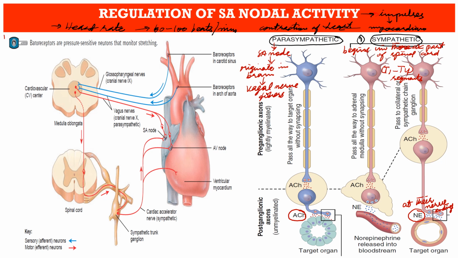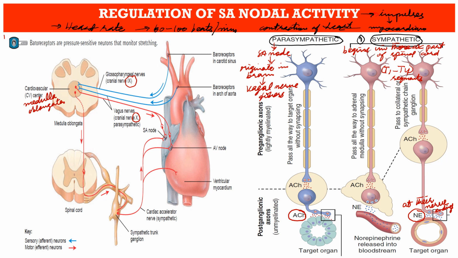So the impulses from the, or you can say the change in the heart pressure or the SA nodal activity, pass through the 9th cranial nerve and through the 10th cranial nerve to the cardiovascular center located in the medulla oblongata.